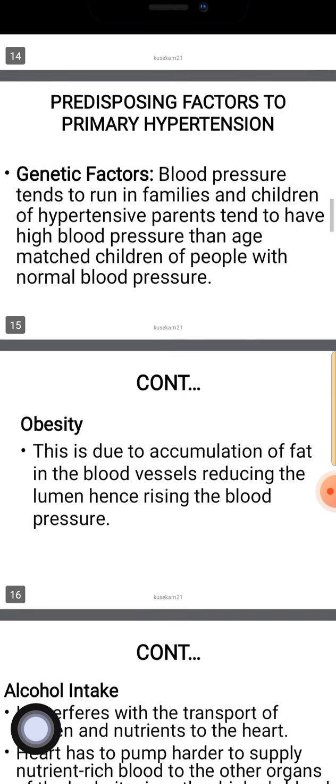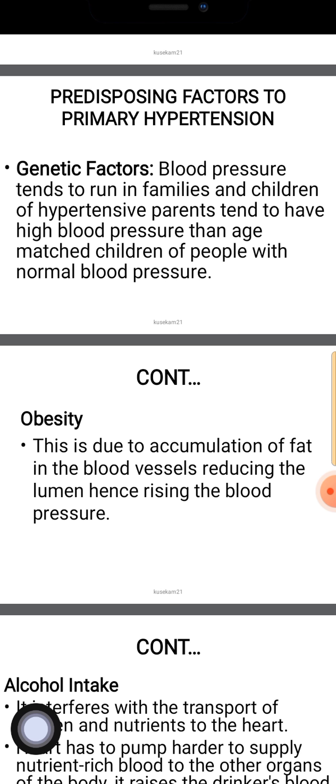Then let's talk about the predisposing factors to primary hypertension. In talk of predisposing factors, these are the things that can predispose someone to have hypertension. So we want to know what these things are. Number 1, we may have genetic factors.